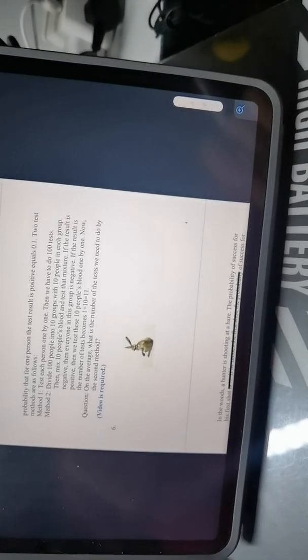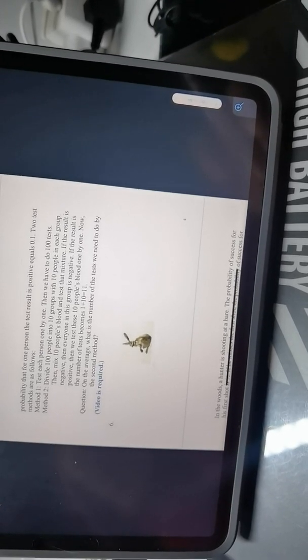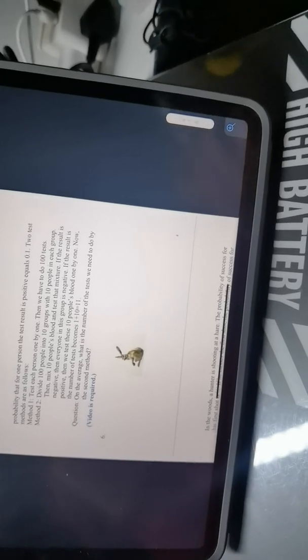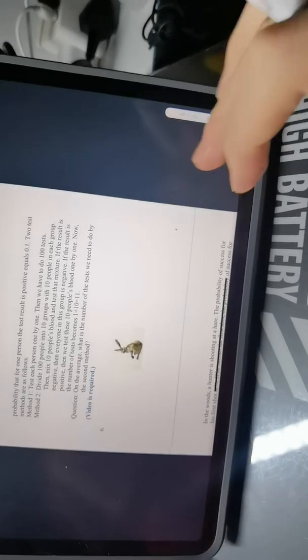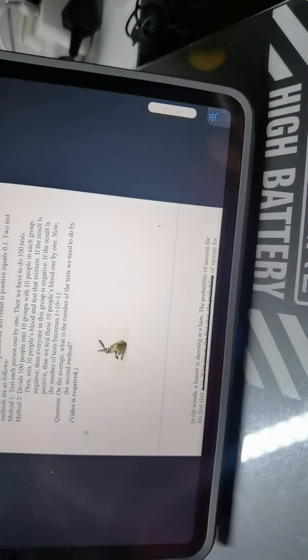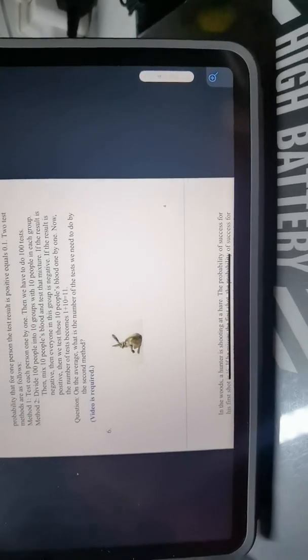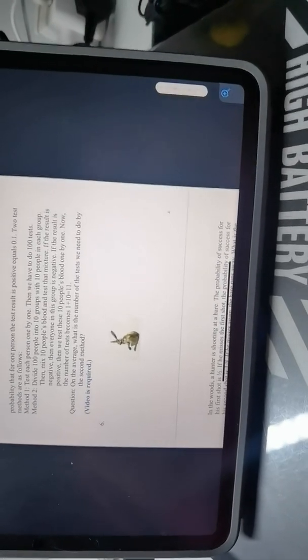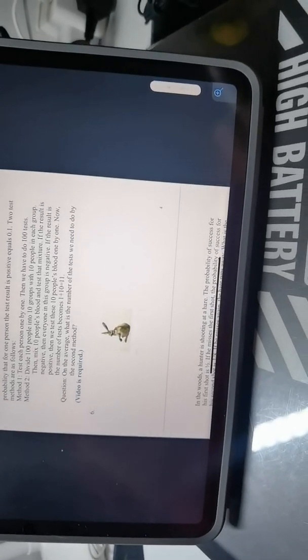If the result is negative, then everyone in the group is negative. If the result is positive, then we test these 10 people's blood one by one. Now the number of tests becomes 1 plus 10 equals 11. The question is, on the average, what is the number of tests we need to do by the second method? This is a very good method to reduce the times of testing. So how can we do it?